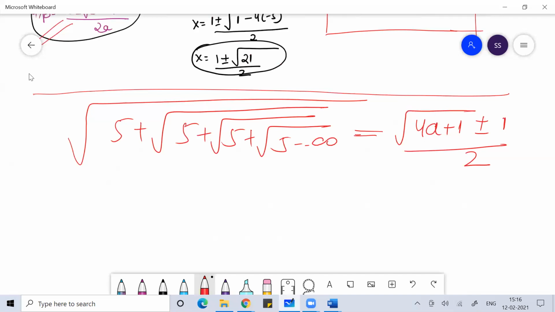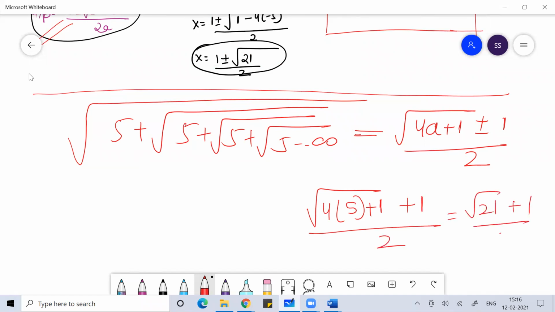So here you can write this 4, and here you use the plus sign when everywhere inside is plus. You use the minus sign when everywhere inside is minus. Okay, plus minus, minus plus also I'll tell you. So here everywhere is plus, so you use the plus sign. So 4 into 5 plus 1 by 2. So this is root 21 plus 1 by 2. This is the answer, if you want the direct answer.